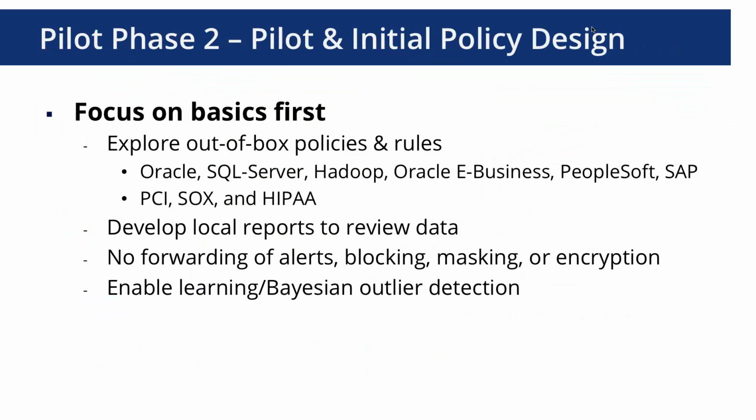The point here, though, is that we would highly suggest that you keep all of the other, we'll say, additional functionality for blocking and masking, and certainly alert forwarding to your SIM, be it QRadar or ArcSight or Splunk, off at this stage, because you really want to focus on just getting the agents installed. There is functionality for artificial intelligence or learning or Bayesian outlier detection, turn that on.